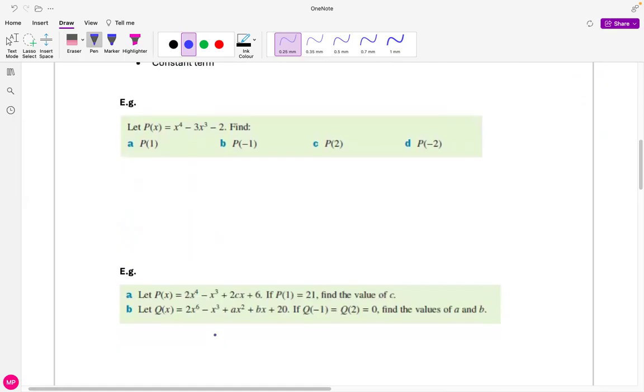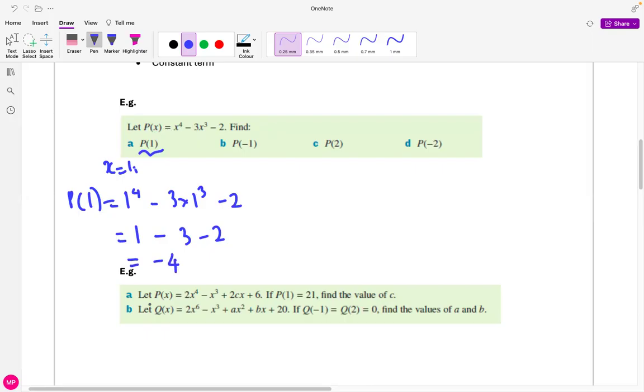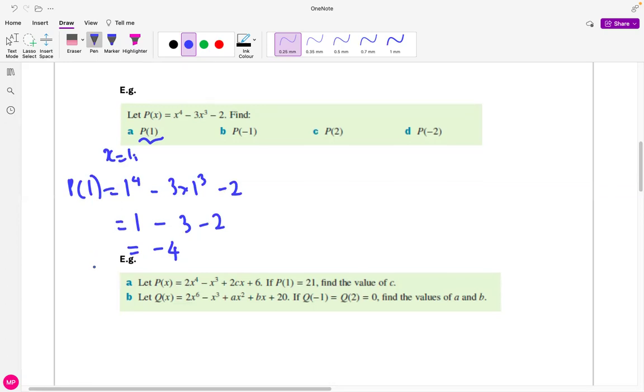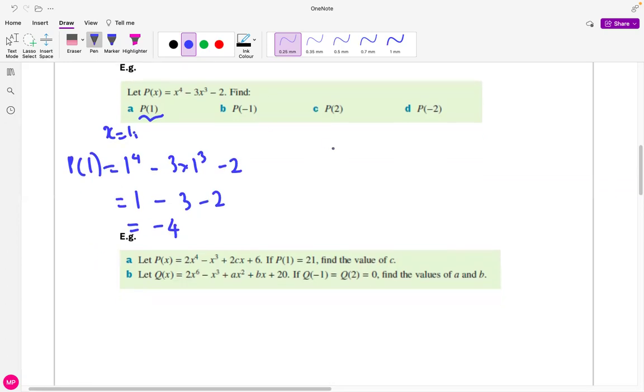Here are a few examples of how to read polynomials. So P stands for polynomial and P of x is like a function of x. P of 1 means you're going to let x equal 1. So this means you sub x equals 1 in. So we have P of 1 equals 1 to the 4 minus 3 times 1 cubed minus 2. 1 to the power of 4 is 1, 1 cubed is 1, so 1 minus 3 minus 2 gives you negative 4. So P of 1, when x equals 1, y equals negative 4, okay? And then B, C, D, pretty much the same thing.